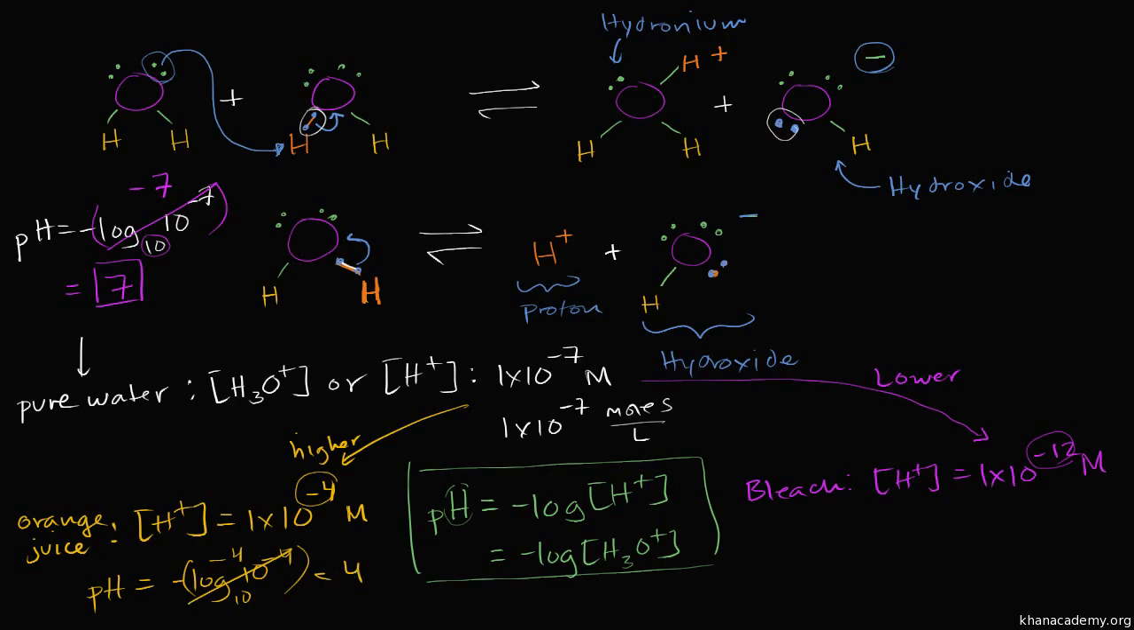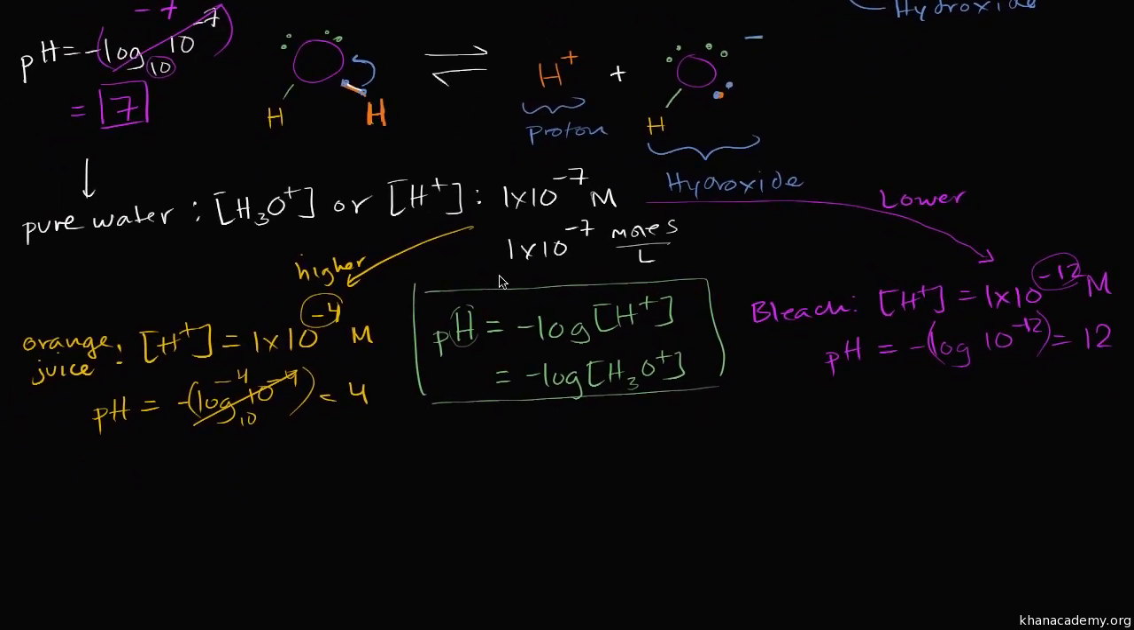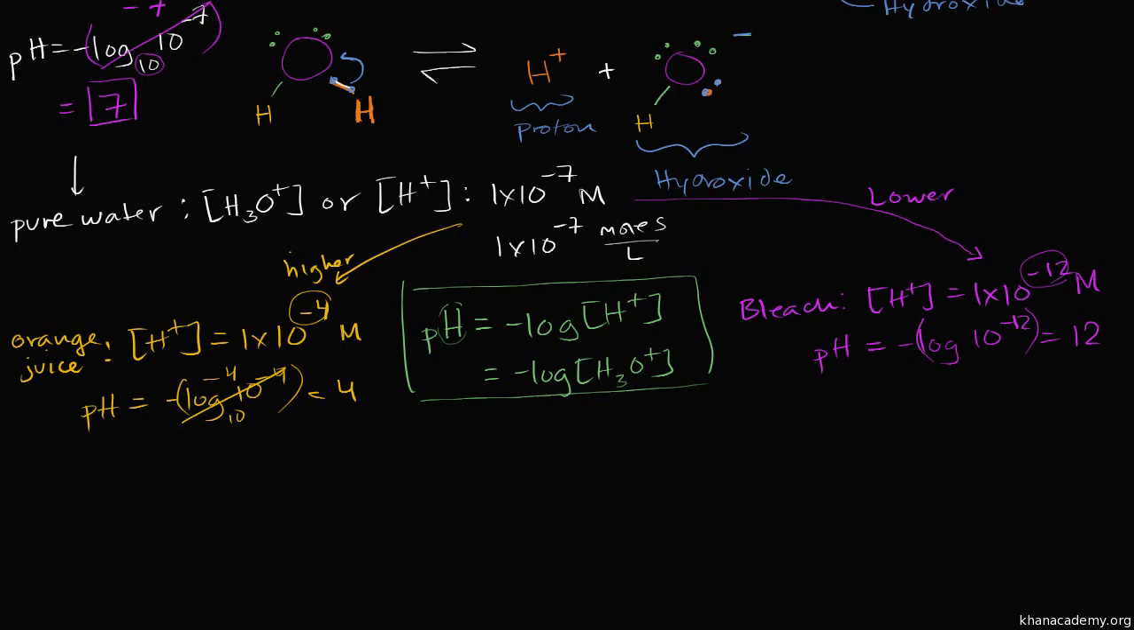By that same argument, the pH of this bleach is going to be equal to the negative log of 10 to the negative 12. I'm just ignoring this 1 times right over here. I could write 1 times 10 to the negative 12, but that's not going to change its value. And that, of course, is going to be equal to the negative of negative 12, which is positive 12. And so it might be fun to plot all of these. So let me plot these pHs.